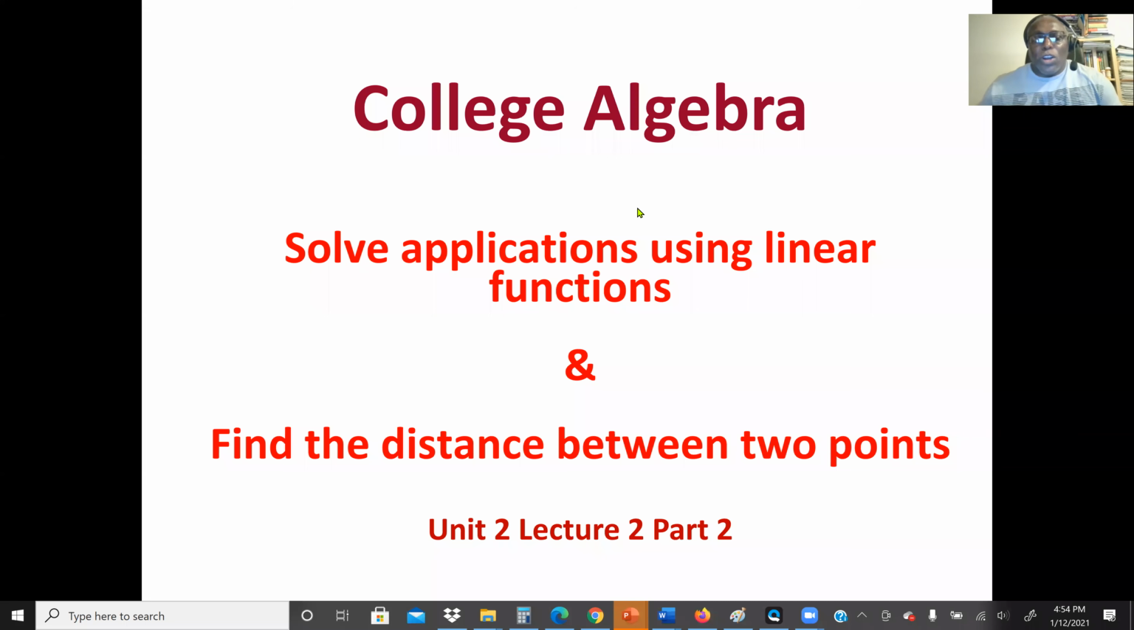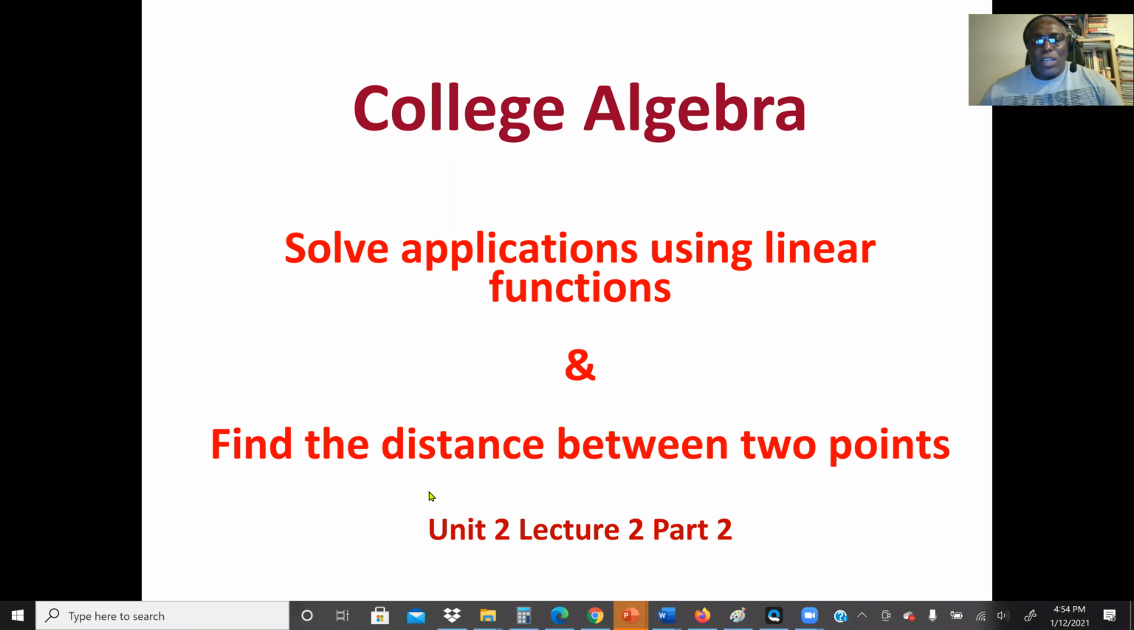Again, welcome to College Algebra. In these lectures, we're going to discuss how to solve applications using linear functions. Again, in our previous lectures, we discussed the concept of plotting a linear graph and solving a linear equation. This time, we are going to use that concept to solve applications.